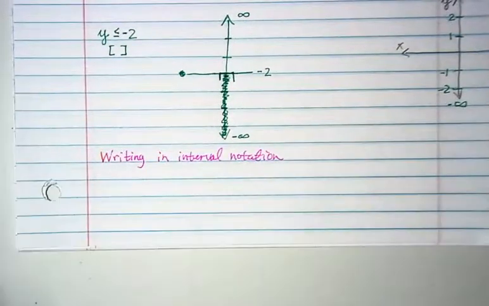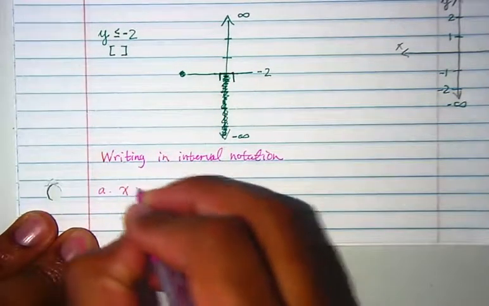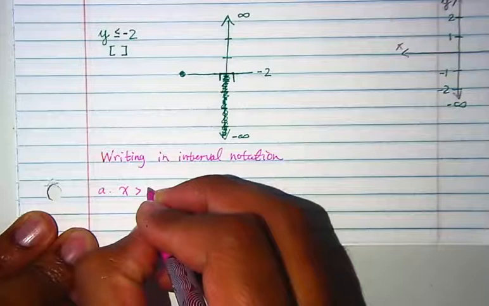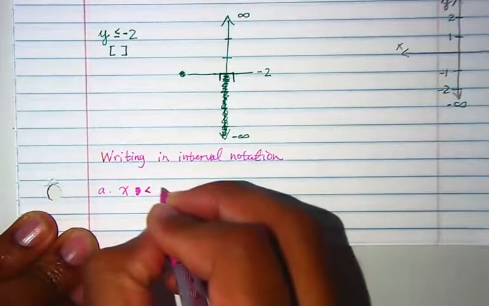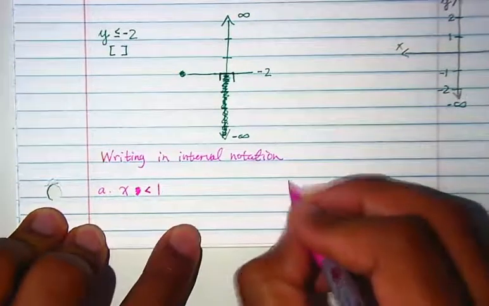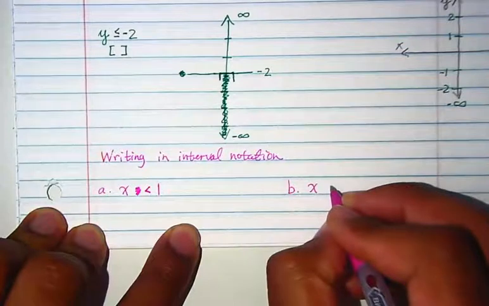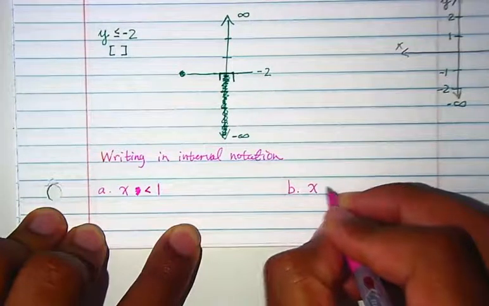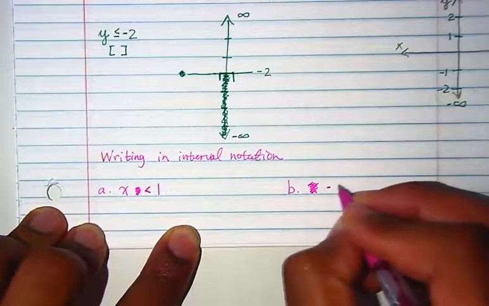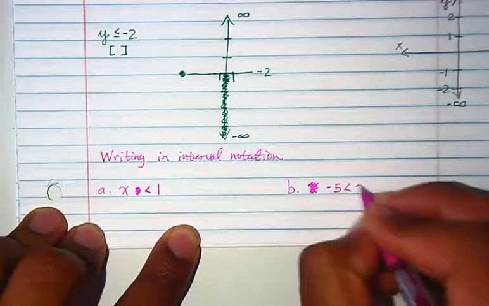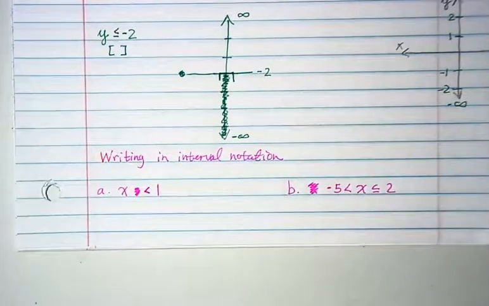All right, so we're going to write an interval notation, and let's say we have an a here, which x is greater than. Let's say x is less than. We've done greater than already. Let's say x is less than 1. Then b will say x is, let's do a thing called a between. Let's do that one. Let's do -5 is less than x, which is less than or equal to 2. Let's throw that in there. Let's do something like that.